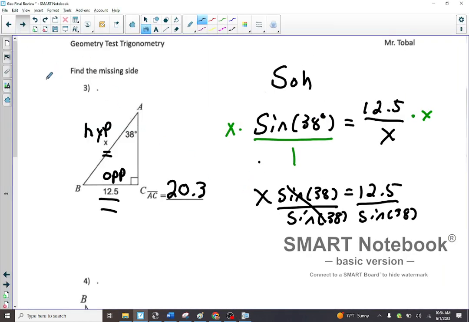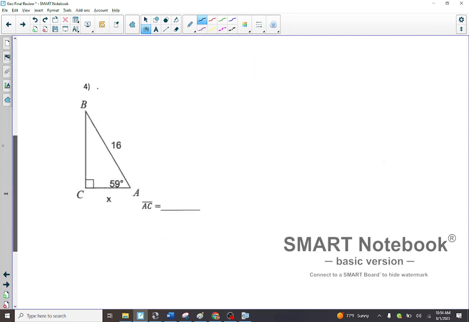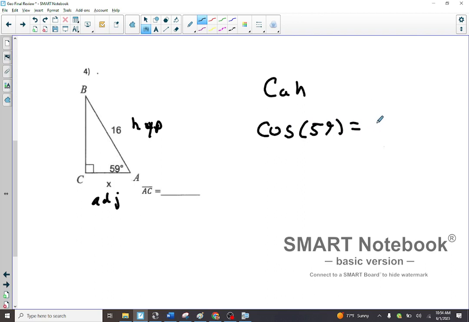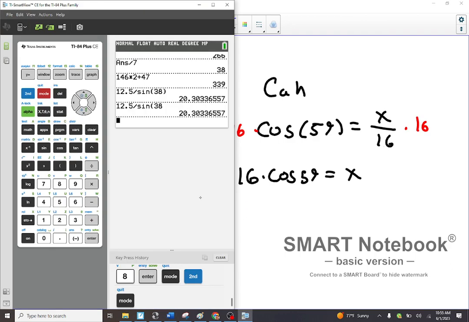Next one. Oh wait, that's not next on the page. This one. So we have an adjacent, 20.3, and hypotenuse. So adjacent hypotenuse, I'm reverse engineering it. I need ca, which is cosine. So cosine of 59 degrees equals adjacent x over hypotenuse 16. So in this case, you times 16 on both sides. So 16 times cosine 59 equals x, which means I'm going to go to my calculator.